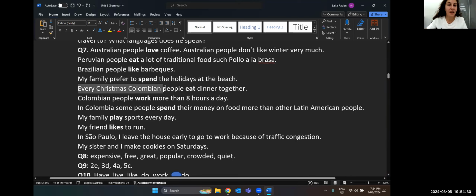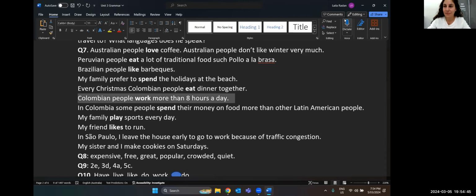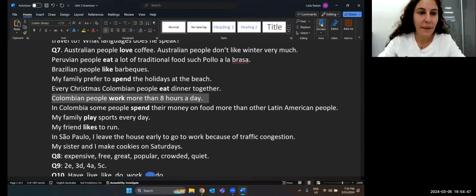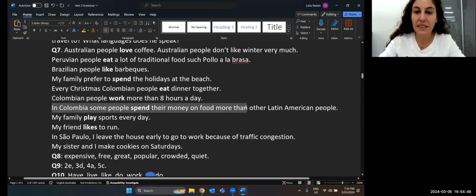Every Christmas, Colombian people eat dinner together. So we can see the action. We haven't added an ED or ING. Colombian people work more than 8 hours a day. So Colombian people work very hard. In Colombia, some people spend their money on food more than other Latin American people.